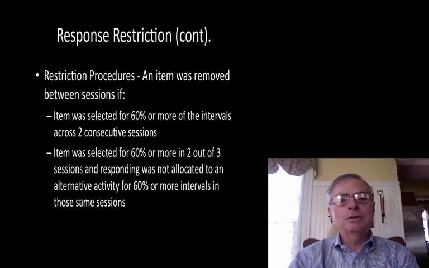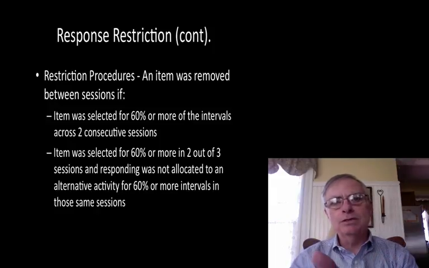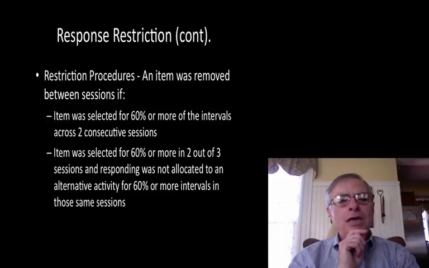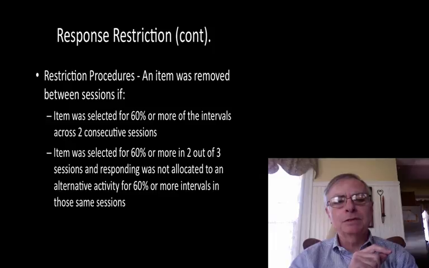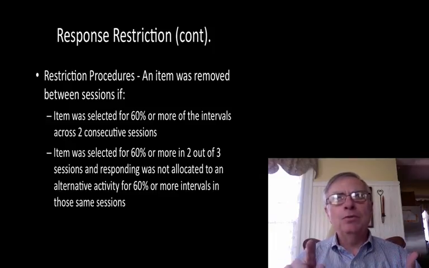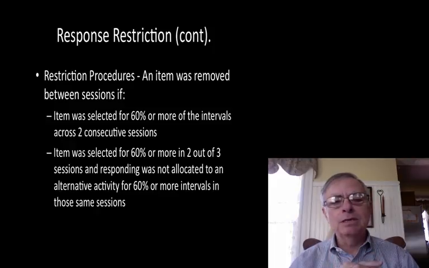In the response restriction procedure, an item was removed between sessions. So from session 1 to session 2, they removed a certain item if the item was selected for 60% or more of the intervals across 2 consecutive sessions. So if in sessions 1 and 2, they played with a ball for 60% of the time or more across those 2 sessions, the ball's not there in session 3. The item was selected for 60% or more in 2 out of 3 sessions, and responding was not allocated to an alternative activity for 60% or more during the same session.